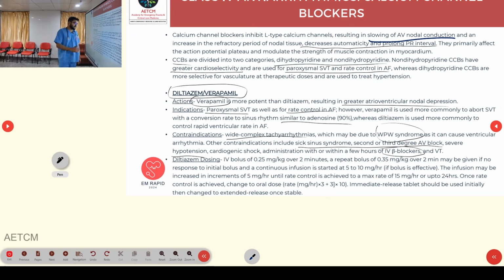In diltiazem dosing, we have an IV bolus of 0.25 mg per kg over 2 minutes. We can repeat 0.35 mg per kg over 2 minutes if there is no initial response, and we can start a continuous infusion of 5 to 10 mg per hour if the bolus is effective, and the infusion may be increased in increments of 5 mg per hour until rate control is achieved. Maximum dose is 15 mg per hour up to 24 hours. Once rate control is achieved, we have to change to oral dosing, which is given by this formula. Further, the immediate release tablets should be changed to extended release tablets once the patient is stabilized.